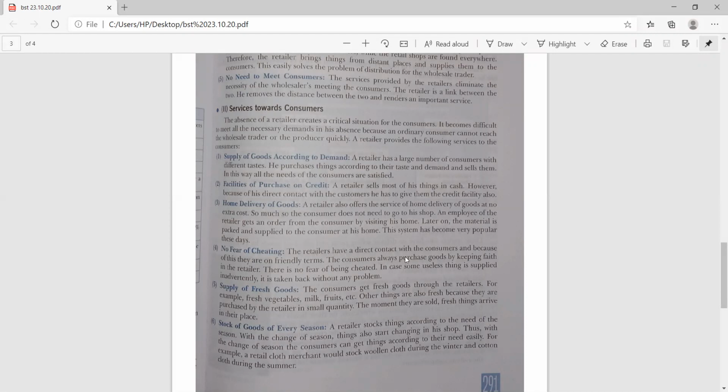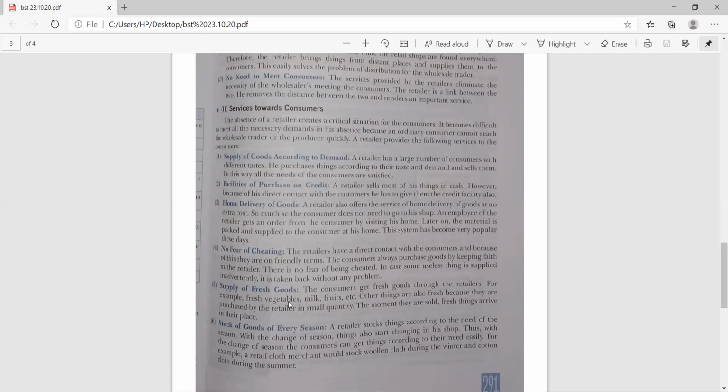The retailer has direct contact with the customer, and because they have friendly terms, the consumer always purchases the goods by keeping faith in the retailer. So there is no fear of cheating, because they have a very well built-up relation between both of them, the retailer as well as the customer.